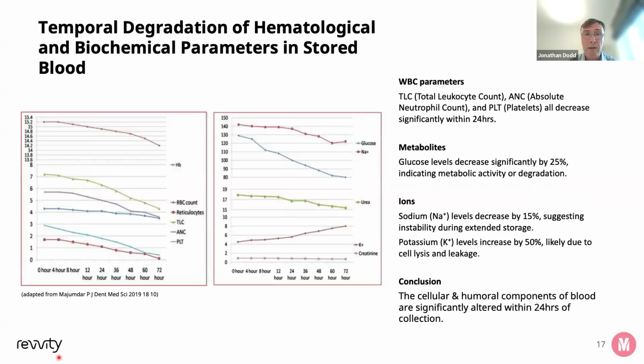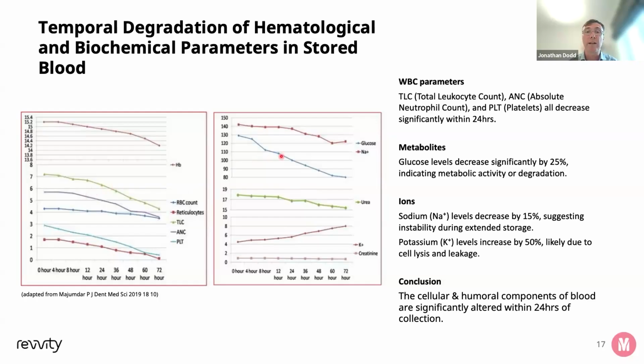And a few different studies have been reviewed and published on the temporal degradation of the hematological and biological parameters in blood. And one of the studies is shown here. What this looked at is a variety of cellular components on the left and humoral components on the right. And they demonstrated that within as few as 4 hours, you're starting to see significant changes in both. In particular, the total lymphocyte count, which is this green line here, and the absolute neutrophil count both begin to change within a few hours of collection.